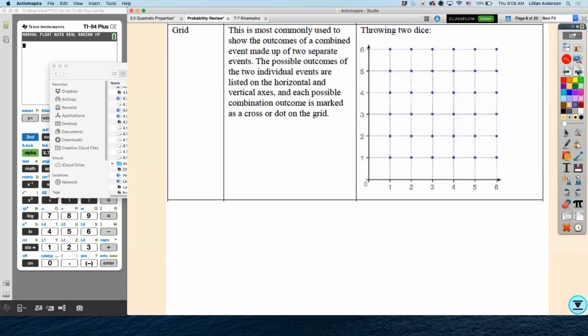You also have this type of sample space, a grid. Throwing 2 dice. There are no numbers associated with it, but if you look at this point right here, that basically represents rolling a 1 on your first die and a 1 on your second die. This point right here will represent rolling a 4 on your first die and a 3 on your second die. Usually these axes are labeled, so then you'll know which one represents your first die and which one represents your second die.